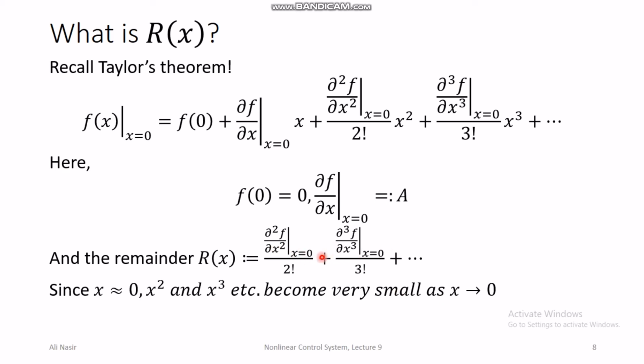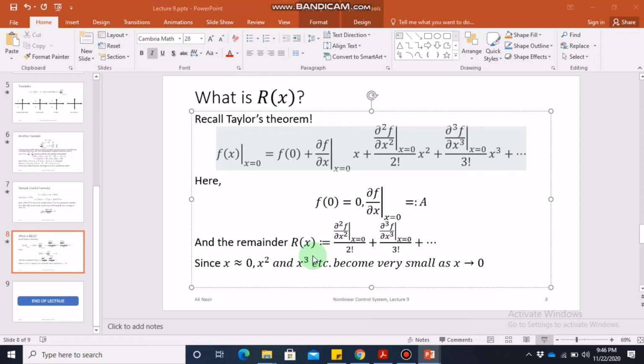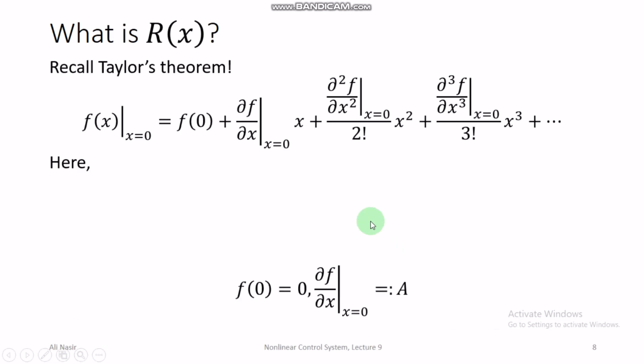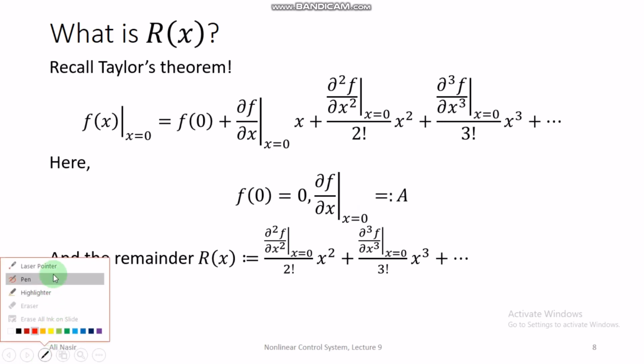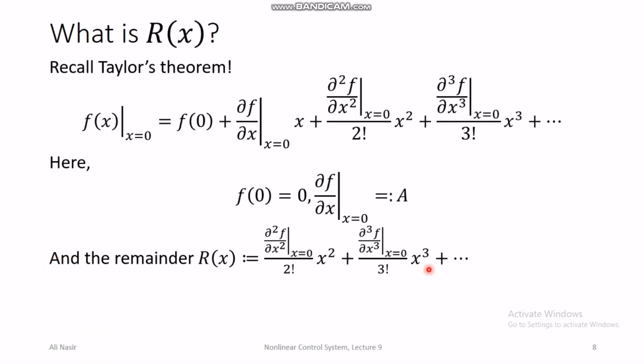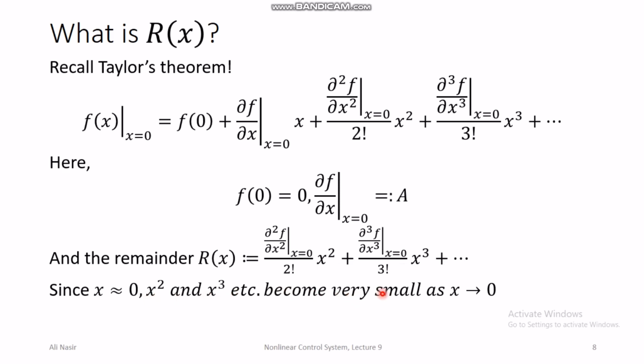So again, let me fix this. Here there is x square, and here there is x cube, so hopefully this is now free from error. Since there are x square and x cube and higher order terms of x in r of x, that is why r of x goes to 0 as x goes to 0.